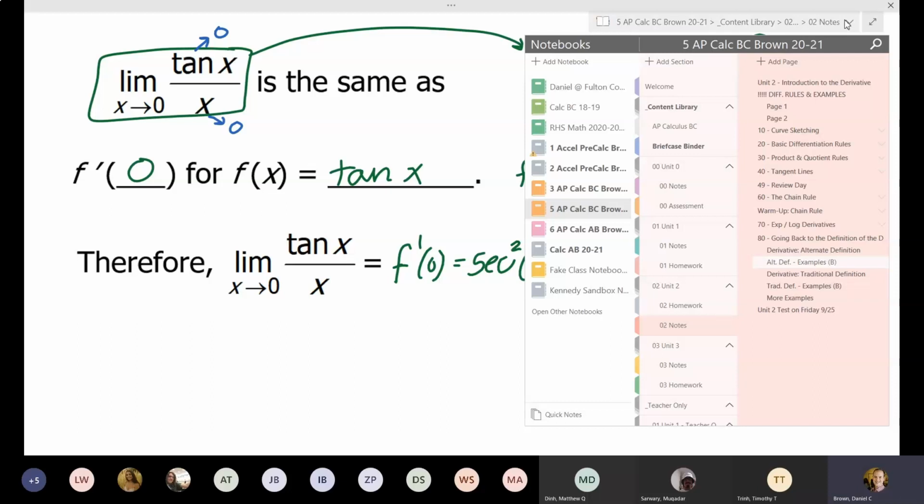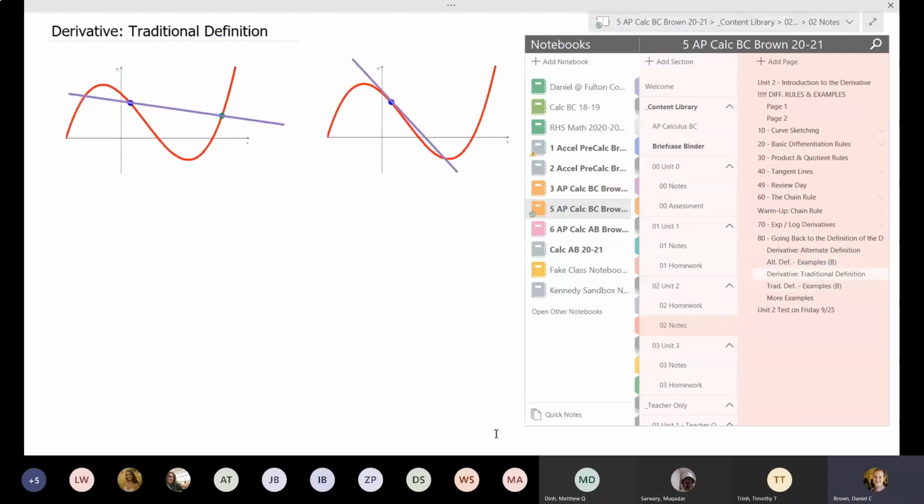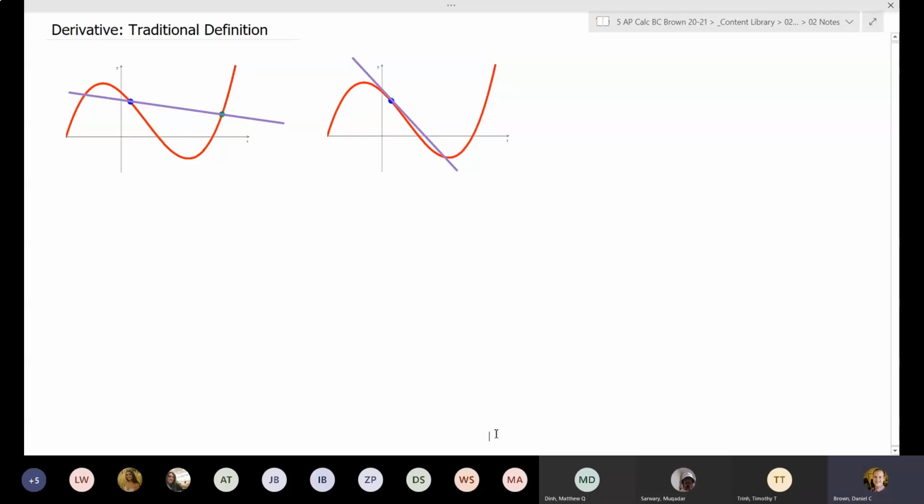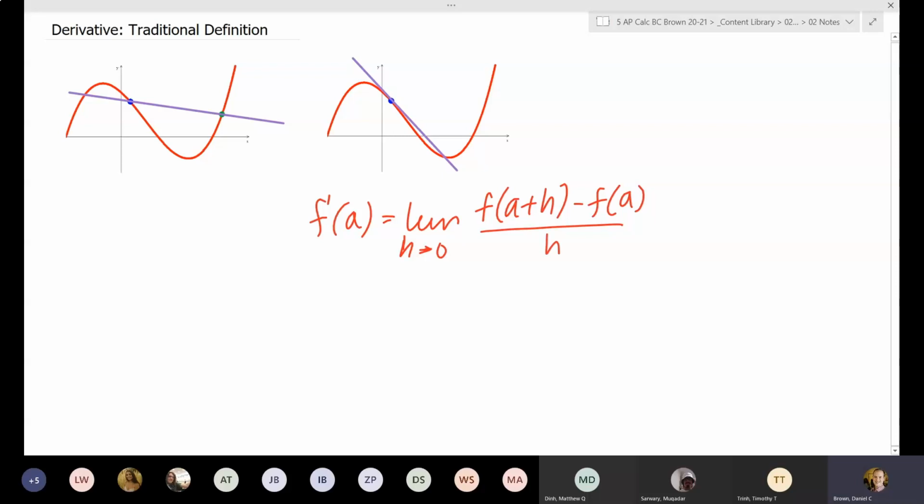So that's the alternate definition. We also have the traditional definition of the derivative. It's the ones that are all the plus h problems. So we have h going to 0, and it's f of a plus h minus f of a all over h. Conceptually, the gap between two points is this distance h. That is the change in x. That's going towards 0, and when that gap goes to 0, the secant becomes a tangent.